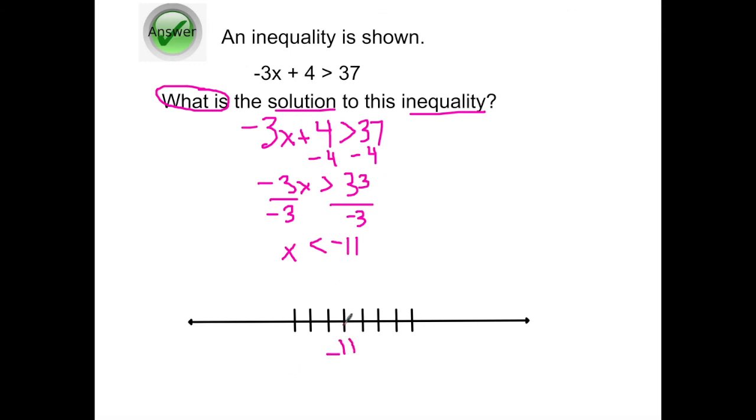So negative 11, and this would be negative 10, negative 9, negative 8, negative 7, as you get closer to 0. This would be negative 12, negative 13, negative 14 as you get further away from 0. And since this is a less than, we make an open circle at negative 11, and then we shade everything to the left. You can shade it in with your pencil, you can draw an arrow above the line, you can draw an arrow on the line.